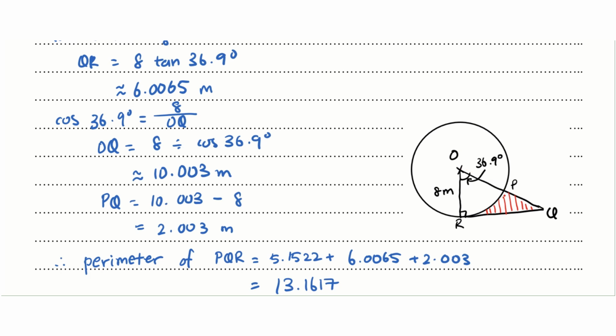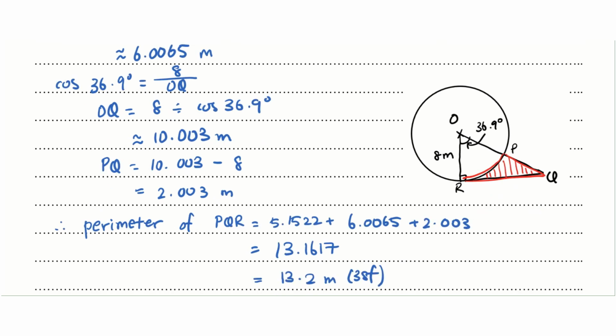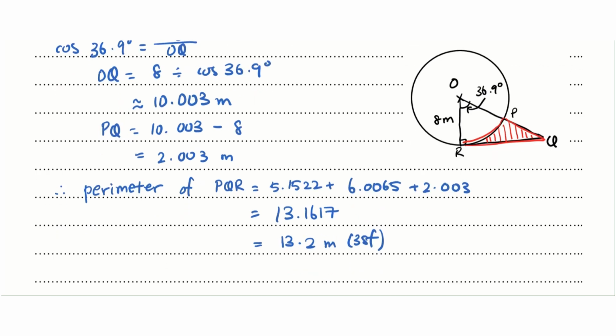Now that we have found the lengths of the 3 different components of the shaded region, we sum them up to get 13.1617, and when rounded to 3SF, we have 13.2 meters.